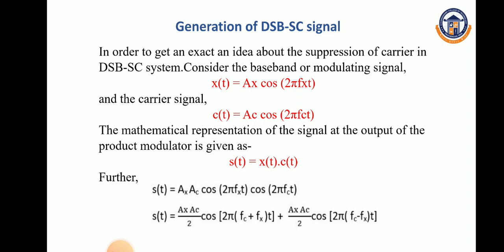You will get the further equation that s of t is equal to Ax Ac cos 2 pi fx t cos 2 pi fc t. You can use the cos A cos B formula. You will get s of t is equal to Ax Ac divided by 2 cos 2 pi (fc plus fx) t plus Ax into Ac divided by 2 cos of 2 pi into (fc minus fx) t.